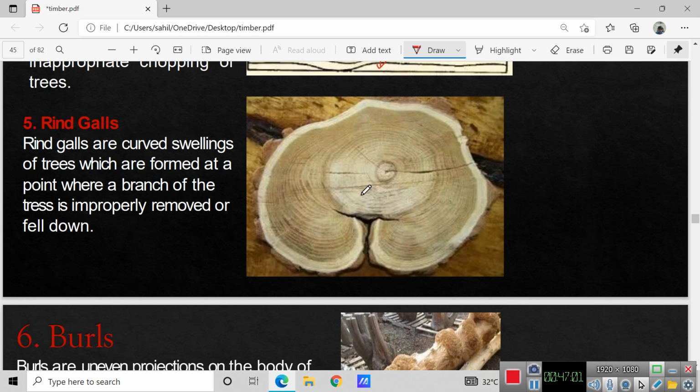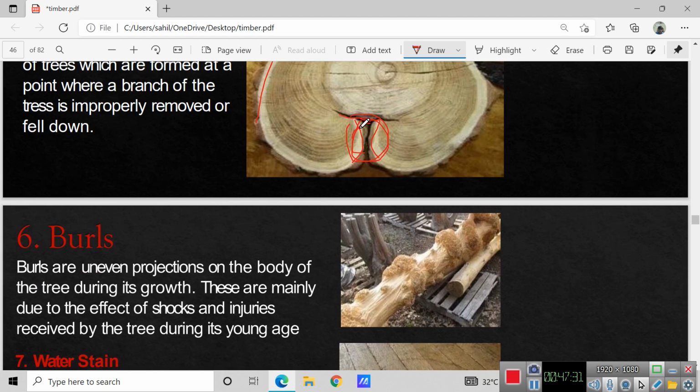And ringals are curved swellings of trees which are formed at a point where a branch of the tree is improperly removed or fell down. Here you can see a cross section of the tree, and this is the crack or opening which may occur when, at its young age, the branch from here is cut out, so there is an empty place formed in here.